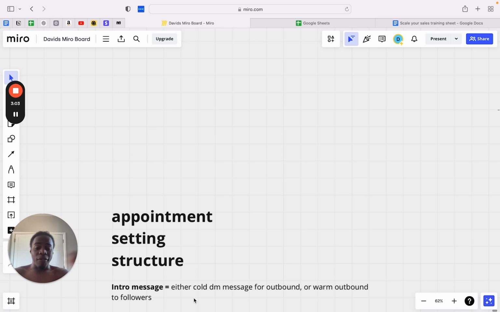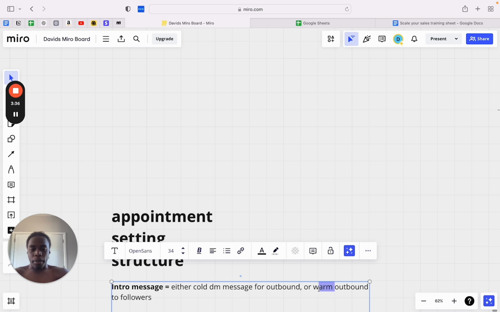So these are people who haven't interacted with your client. They don't even know your client existed. They don't even know who your client is, but you're reaching out to them through cold outbound DM outreach, and you're getting them in on this program. Then it's either a cold message for outbound appointment setting or a warm outbound message to followers. This is messaging people who interact with your client, people who like, comment, etc. It's warm because these are people who are already aware of your client. They've seen your client's videos, they know what your client's about, and they've been interacting with your client for a bit.